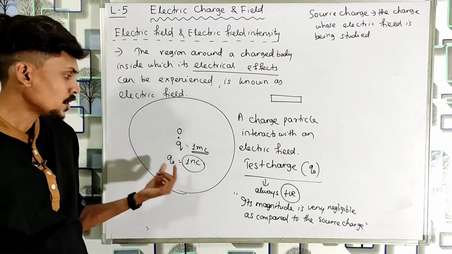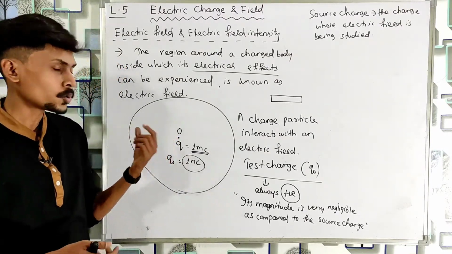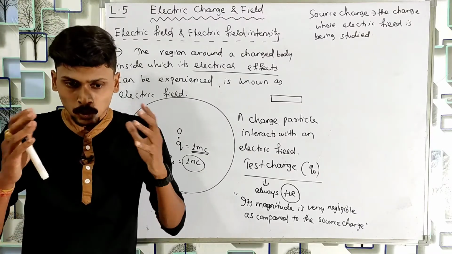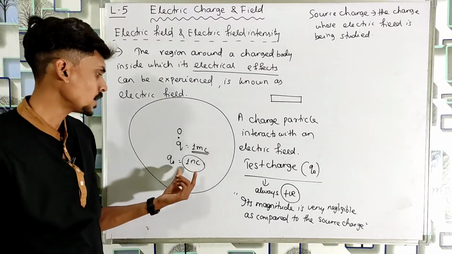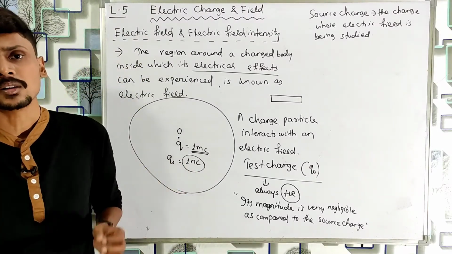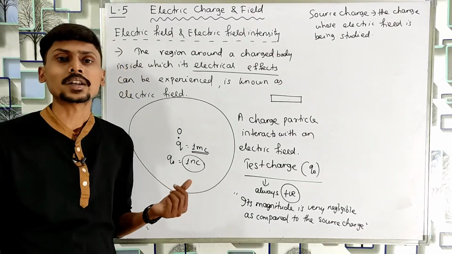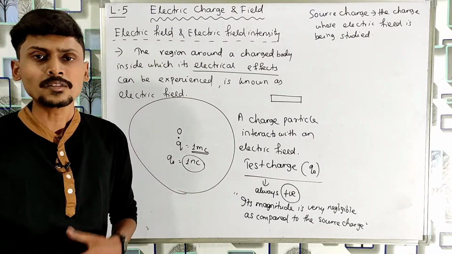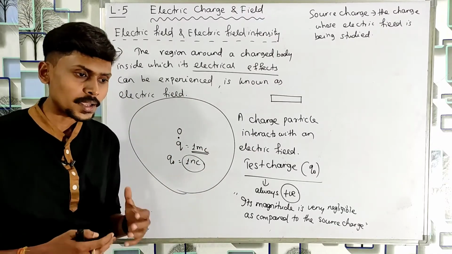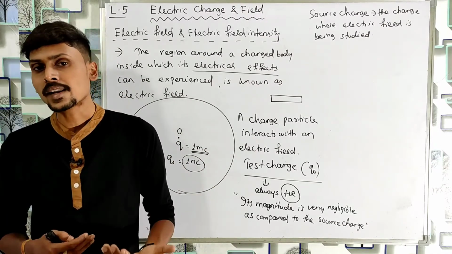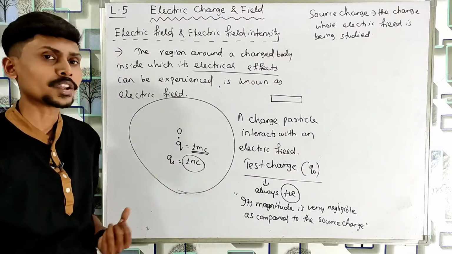And if the magnitude of the test charge is not negligible compared to the source charge, then the total electric field will be disturbed. But if we take the magnitude of the test charge to be very small, very negligible, then the electric field produced by this test charge will also be very small compared to the electric field of the source charge. That's why the interference can be neglected. We can neglect the contribution of the electric field due to the test charge.